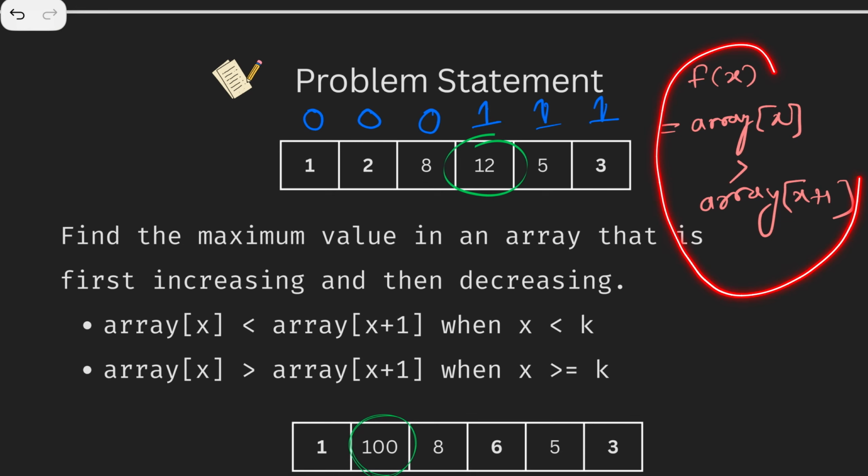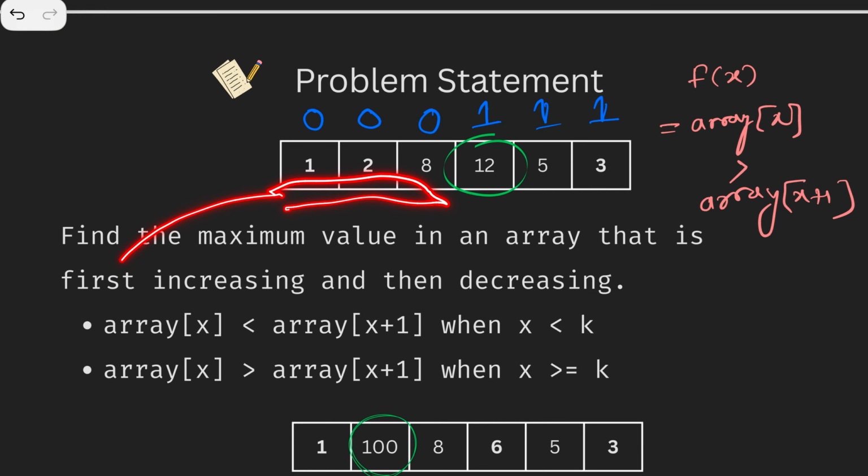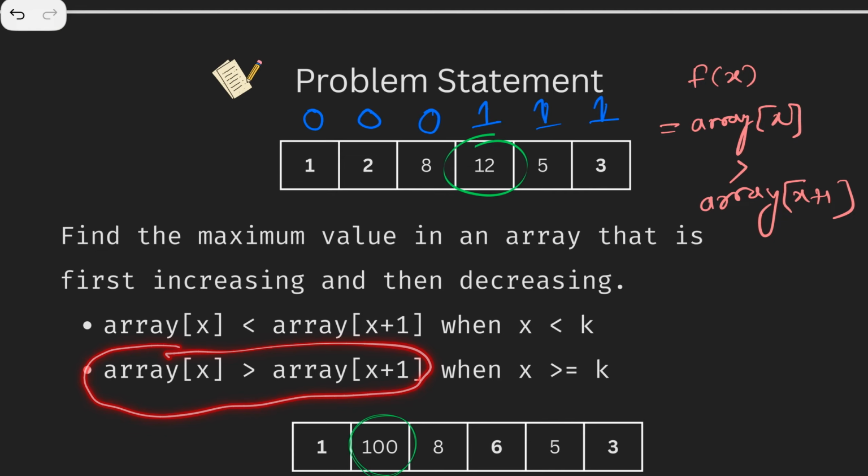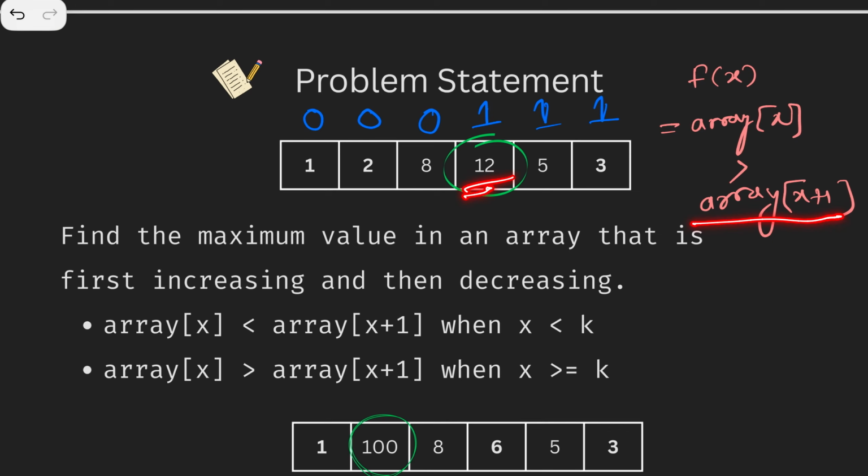Once I define my f of x like this, I know that this will become 0, this will become 0, this will become 0. Why? Because all of these numbers are going to follow this pattern where array of x is less than array of x plus 1 till index k. That index here is 3, right? Till index 3, everything is going to be 0. After that, every single element is going to follow this property, and that's what we have defined here. So we get 1, we get 1, we get 1. Correct? Array of x is going to be greater than array of x plus 1. So 12 is greater than 5, 5 is greater than 3.